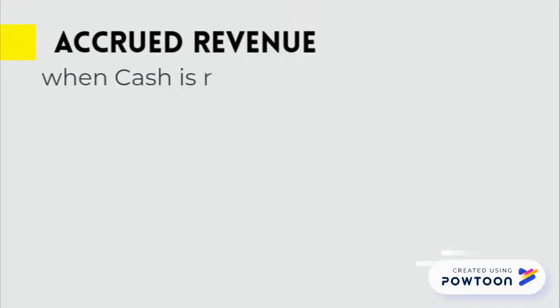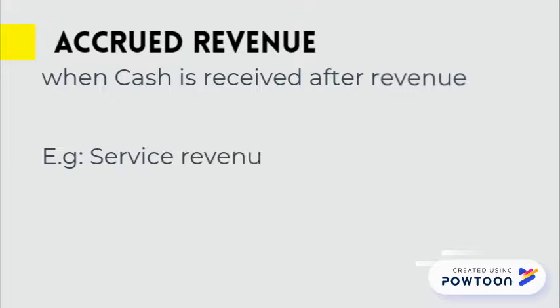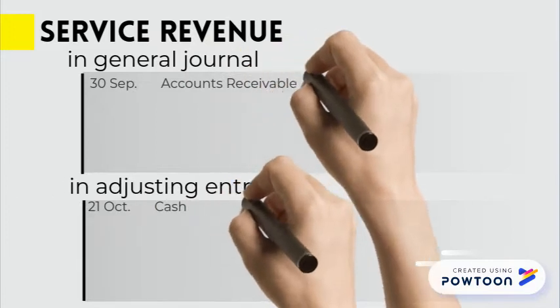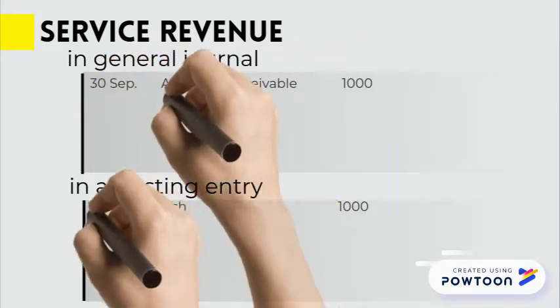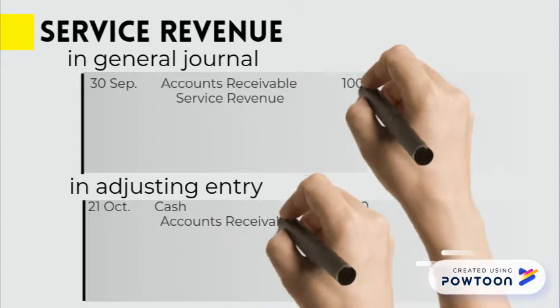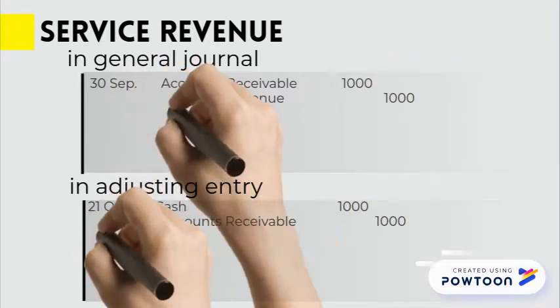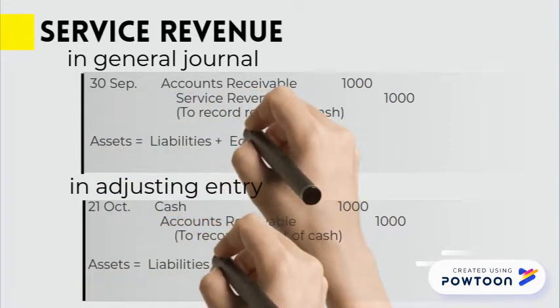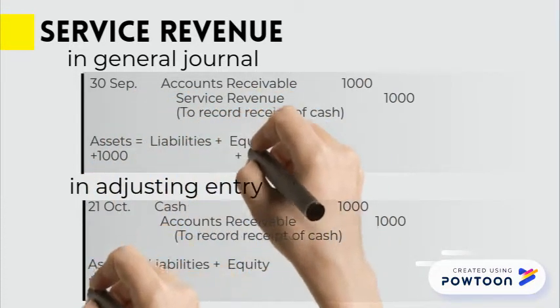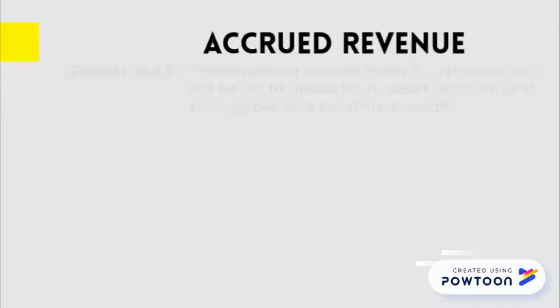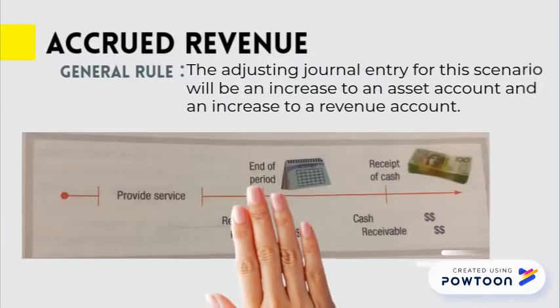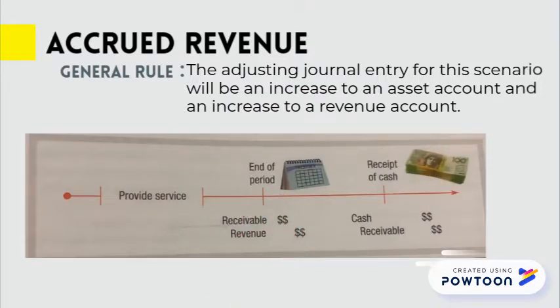Accrued revenue is when cash is received after revenue. An example is service revenue. And the following steps are how service revenue works, respectively in the general journal and adjusting entries. The general rule for this scenario should always be an increase to the asset account and an increase to the revenue account.